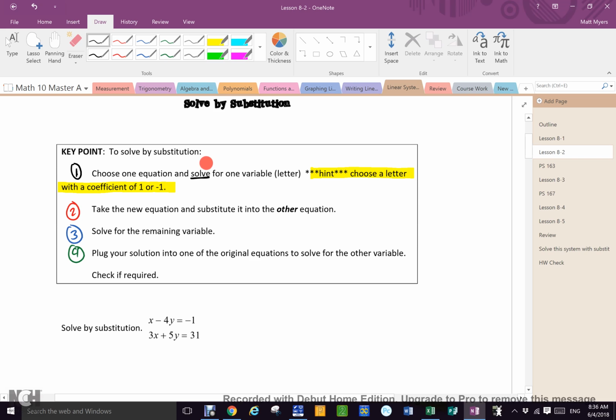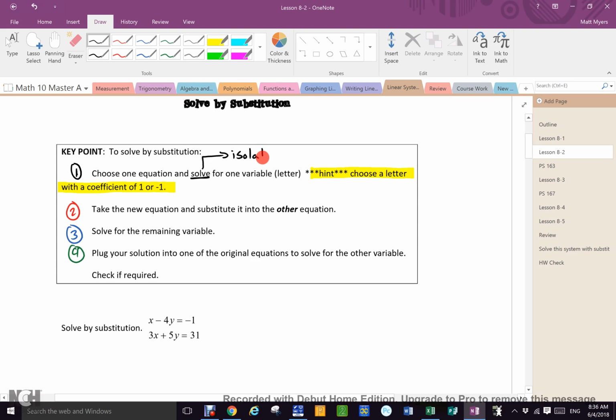Pardon? To find something. Excellent. What would we be finding when I have 2 unknowns? I need to find one of the unknowns. But it's still going to be unknown, isn't it? Because I have 2 unknowns. So solve means isolate.